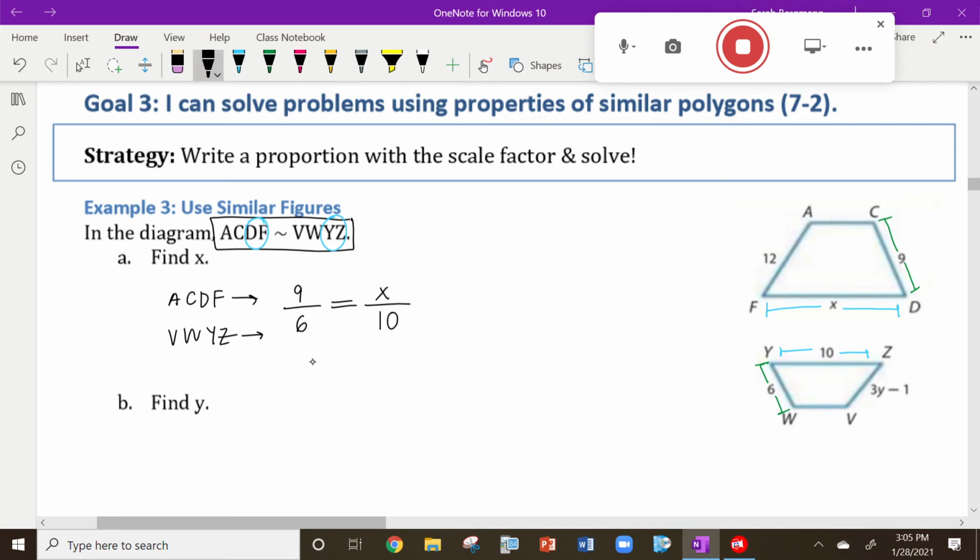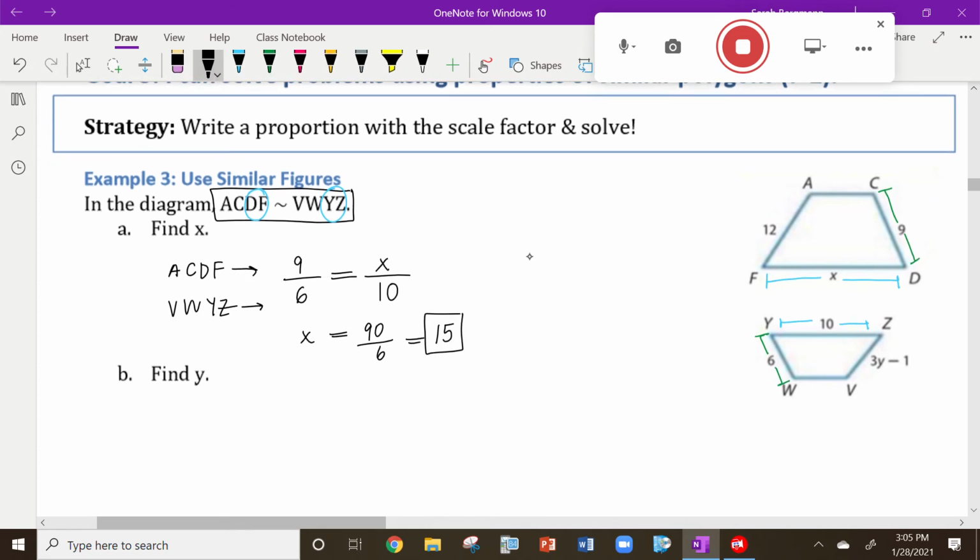Cross multiply and divide. So we have 10 times 9 and divide that by 6. So it's 90 over 6 or 15. So we get x equals 15. You can double check, is 9 over 6 the same ratio as 15 over 10? Yes, they both reduce to 3 over 2. Next, we'll do the same thing to find y.